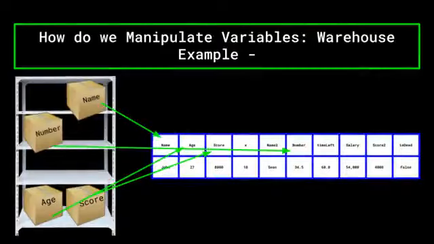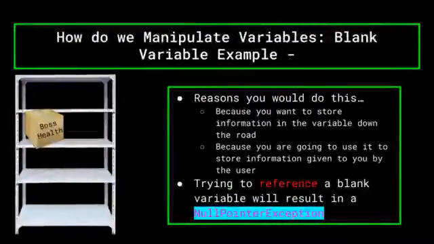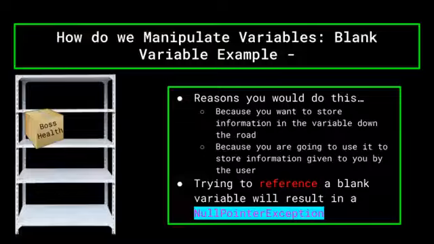Another thing to note really quickly is that you can actually make a variable without putting information inside of it. This would simply be like if you built up a new cardboard box, gave it a label with a Sharpie, but just didn't put information inside of it. You're simply saving that space in your storage facility for later. This could be because you want to store information in it later down the road, or if you're going to use it to store information given to you by the user, in which case you can't give it information since you don't know what the user will input.